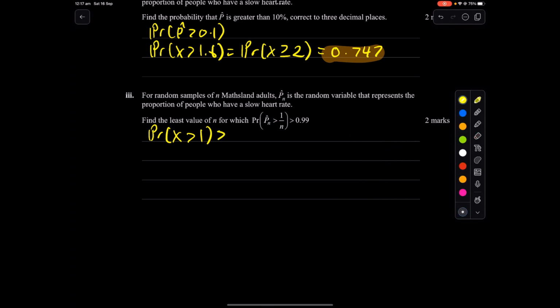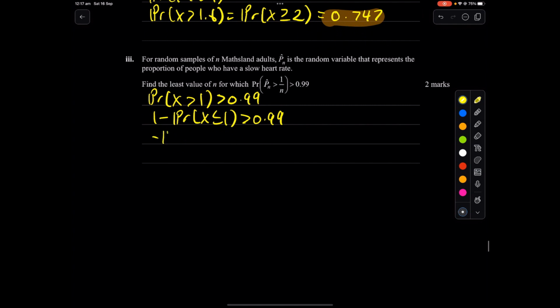So this, we're saying, is greater than 0.99. Now we can say that 1 minus the probability of X is less or equal to 1 should be greater than 0.99. That's true. So minus the probability that X is greater or equal to 1 is greater than negative 0.01. The sign will change because we're dividing by a negative, so it'll be less than 0.01. So this is now easier to use in your calculator.